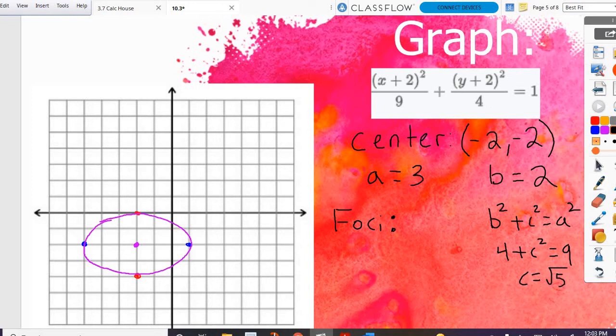Again. And then to find our foci, we're going to either add or subtract it to which value of our center? The x or the y? The x, because we're horizontal this time, our foci have to be along our horizontal axis. So we would have −2 plus or minus the square root of 5, comma −2. So what is the square root of 5 approximately?